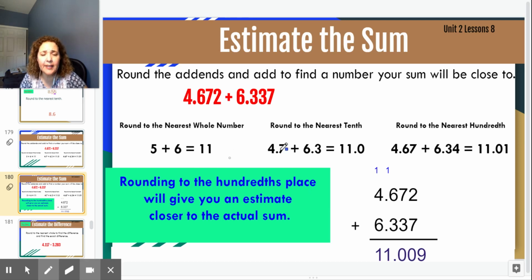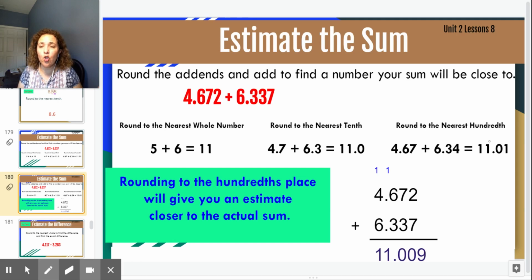Now, which place value is closer? Was it closer if I rounded to the nearest whole, to the nearest tenth, or the nearest hundredth? What's my real answer closer to? Right, you should have said the nearest hundredth. So if I want to estimate, the further I round to the smallest part, of course, that's going to give me the closest estimate, right?